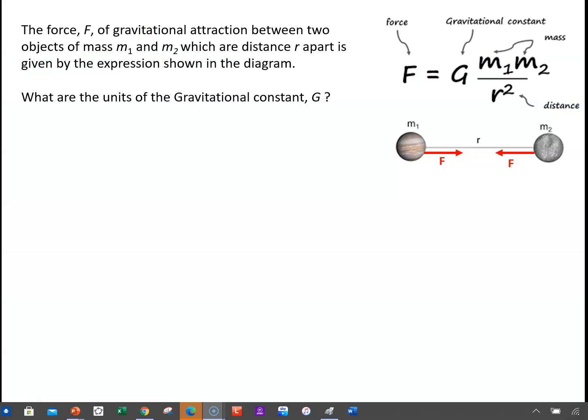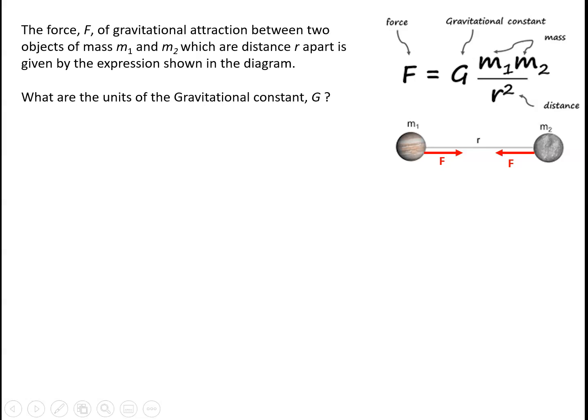Now we're going to use our knowledge of units to work out the units of a constant given by an equation. The force F of gravitational attraction between two objects of mass m1 and m2, which are distance r apart, is given by the expression F equals G times m1 m2 divided by r squared. And we want to deduce the units of the gravitational constant, big G.